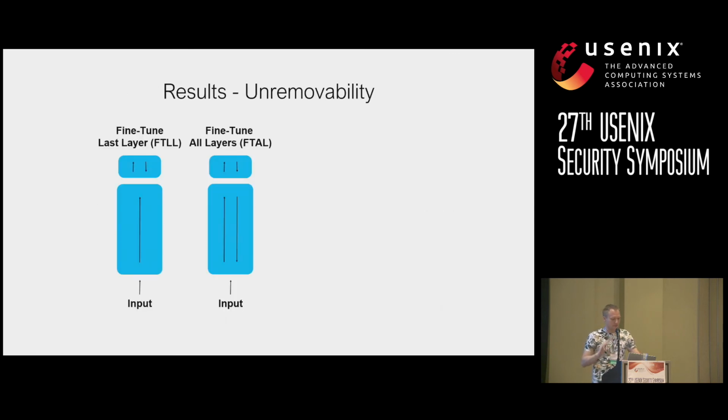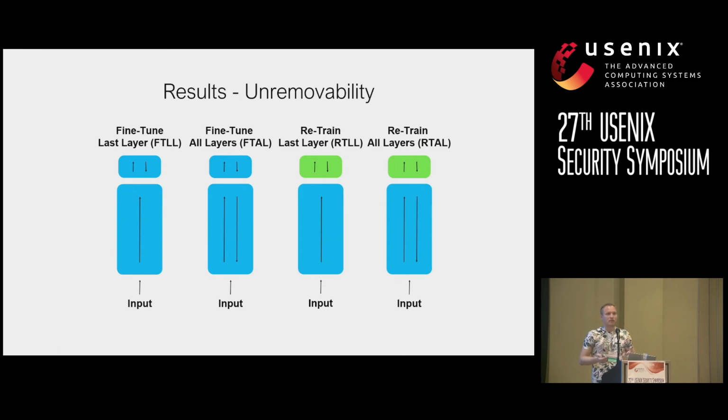Concerning not being able to remove the watermark, I'm only gonna talk about one specific attack, but there are a few more in the paper. So what we did is we fine-tuned either only the last layer or all layers. Fine-tuning is a standard thing to do if you have more training data to adapt your neural network a bit. Or a different thing is that we reinitialized the whole last layer with random data and then retrained the whole neural network without the trigger set again, in the hope to get rid of this trigger set.